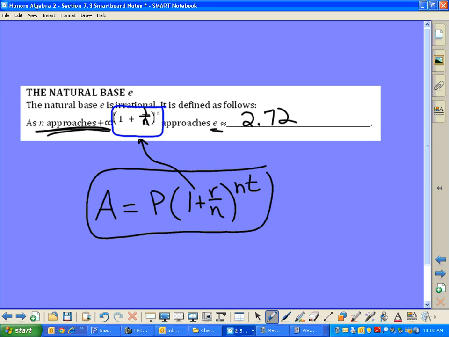Now, it's about 2.72 because I did skip over an important piece of information in this little box here. Do you see that E is an irrational number? It's crazy, like an irrational individual. An irrational number, can anybody give me a definition for that? What makes a number irrational? Go ahead, Didich. True story, it cannot be written as a fraction.